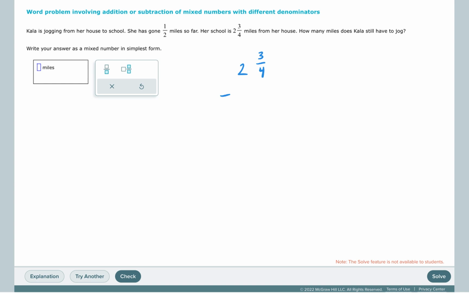So we're going to start out with 2 3/4. We're going to take away the part that she's already jogged, and that'll leave us with the part that she has left. I'm going to use 4 as a common denominator because then I don't have to change the top fraction. Times 2/2 gives me 2/4. Subtract 3/4 minus 2/4 is 1/4. 2 minus nothing is 2. So my final answer is how many miles does she still have to jog? 2 1/4 miles.